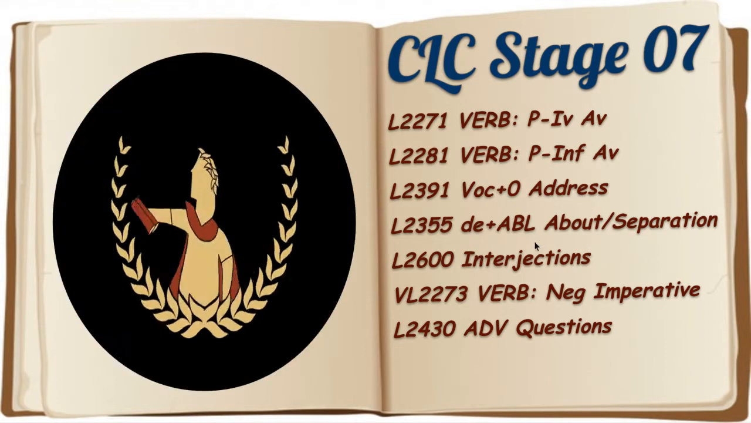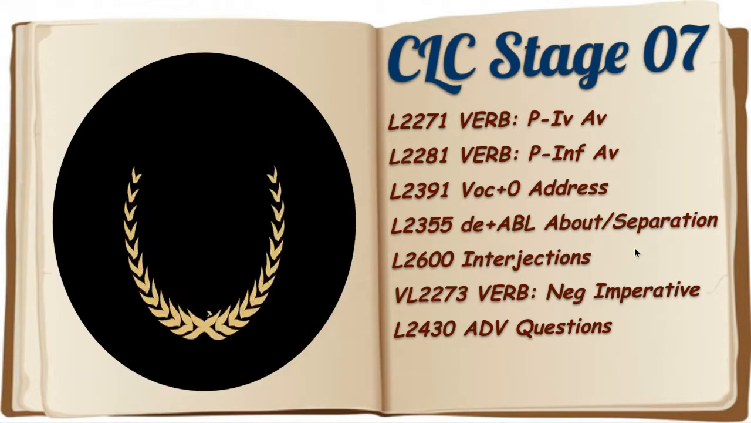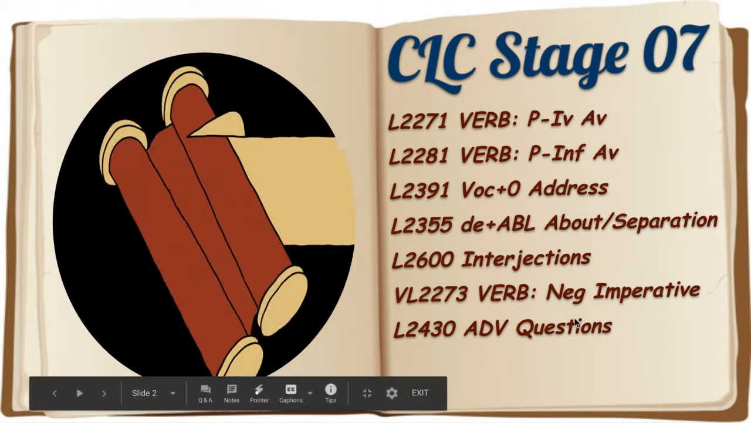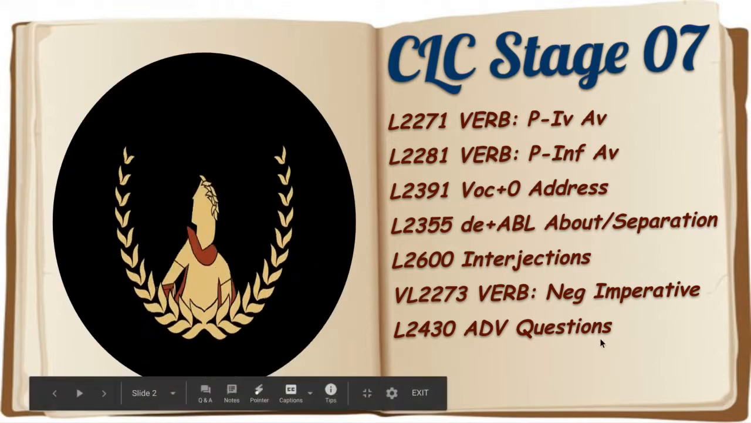We'll deal with de plus ablative, which could either be "about" or separation. I have a cute little cartoon on interjections. I'll tell you how the negative imperative is formed, and then play with adverb questions.